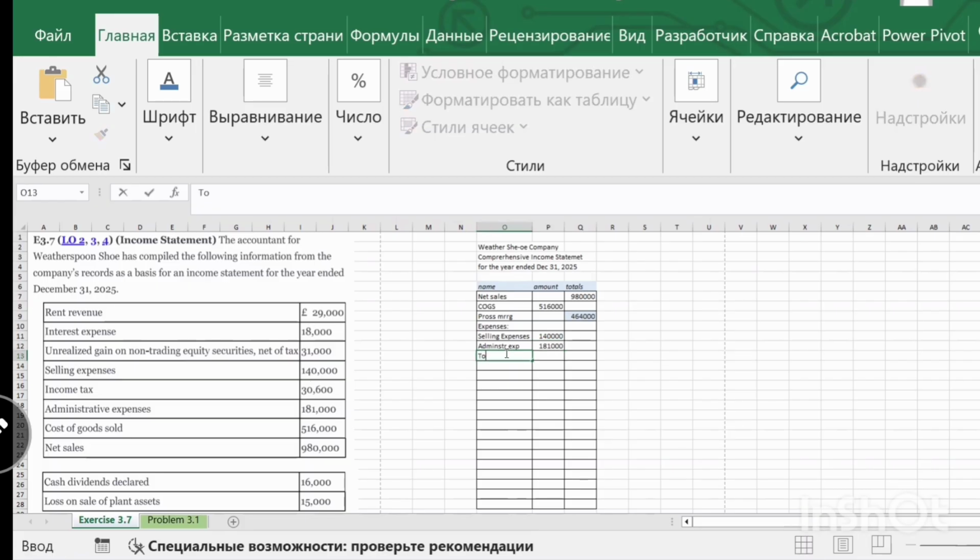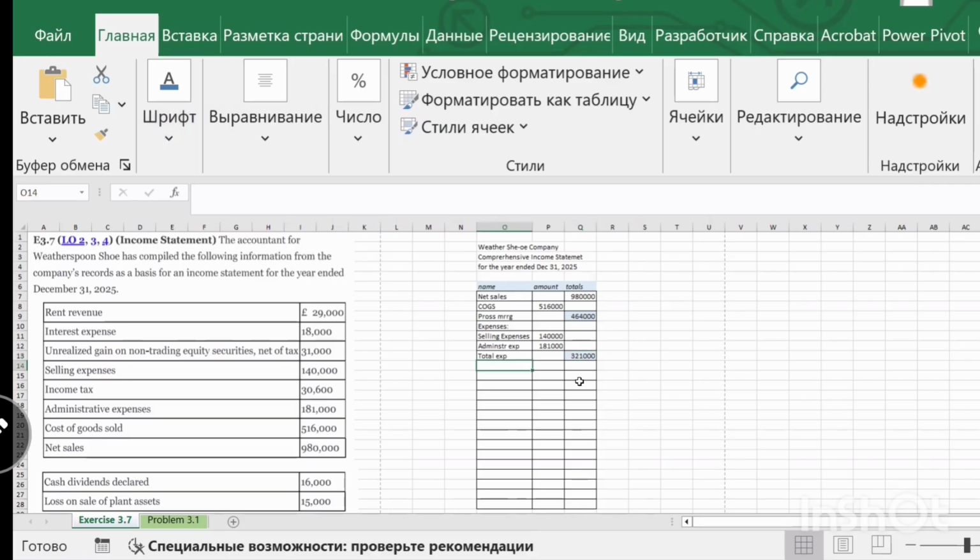And total expenses equal to, so we can use the formula in Excel like sum and just include the selling and administrative expenses. However, I have the Russian version of Excel, so I just use sum. It works the same. Include these two cells and close the brackets. So 321,000. It is the total of our operating expenses.